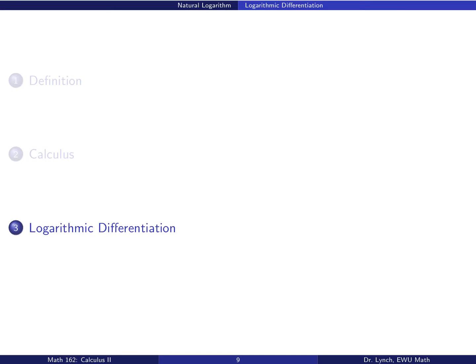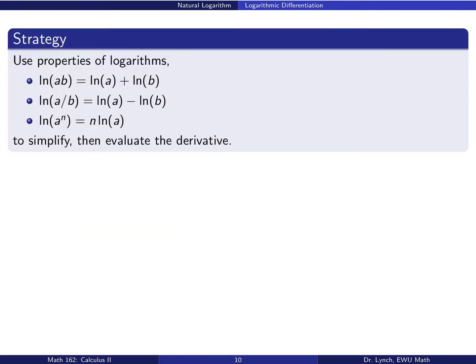So let's go ahead and have a look at logarithmic differentiation. The strategy behind logarithmic differentiation is to use properties of the logarithm first to simplify, and then use calculus on the simplified version. So here are the properties we'll be using, primarily the natural log of the product, the natural log of the quotient, and the natural log of a power. Again, the idea is to simplify and then evaluate the derivative. And a quick tip here, logarithmic differentiation typically involves using implicit differentiation also.